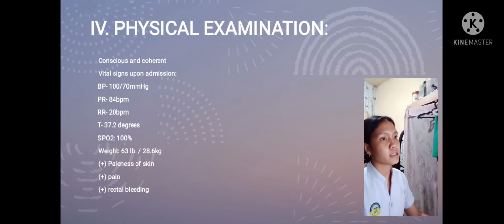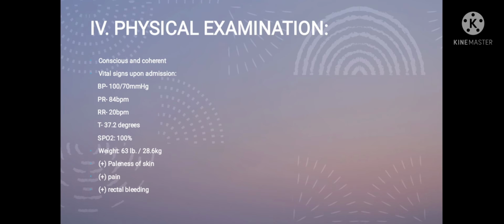Here is the physical examination. Conscious and coherent. Vital signs upon admission: blood pressure is 100/70, pulse rate is 84, respiratory rate is 20, temperature is 37.2 degrees, SpO2 is 100%. Weight is 28.6 kg. Paleness of skin, positive for paleness of skin, pain, and rectal bleeding.